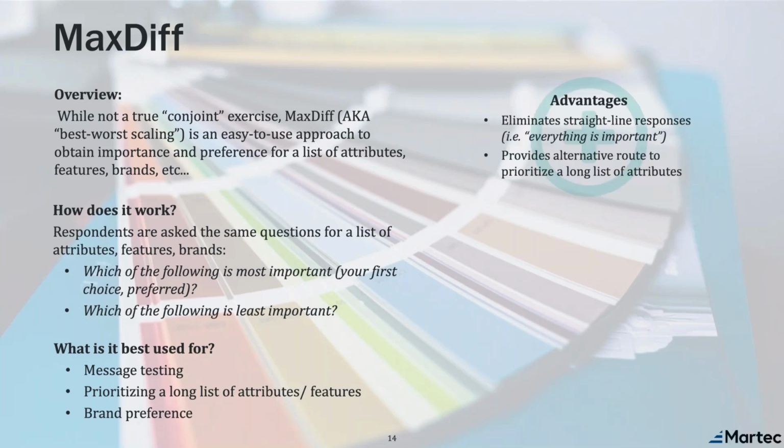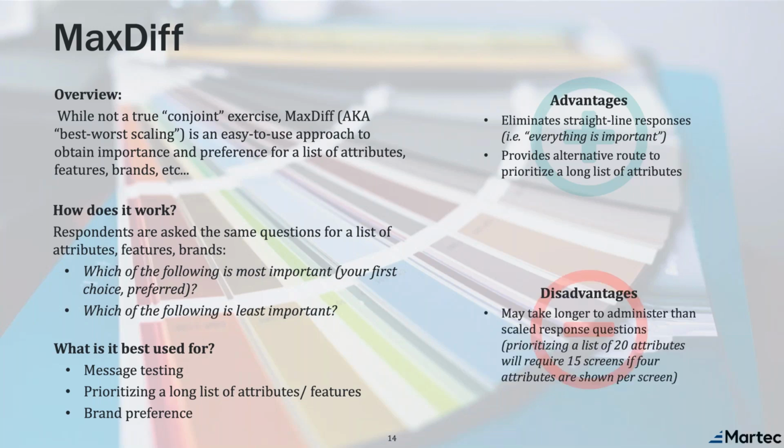From an advantage standpoint, we've all had projects where everything is important. When we ask on a scale of 1 to 10 or 1 to 7, how important is X? And everything is important. So this methodology eliminates that. It's impossible to give a straight-line response because you're only answering what's best and what's least. And it provides an alternative route to prioritize a long list of attributes.